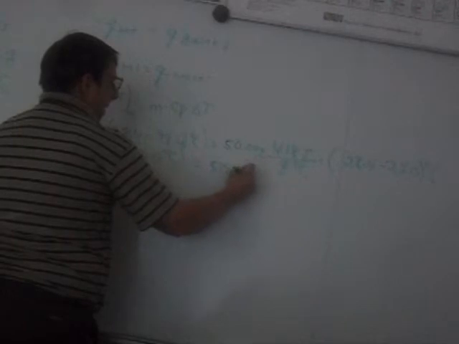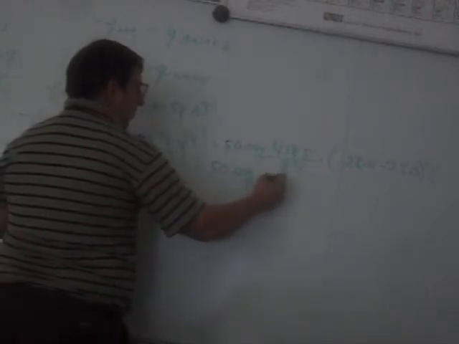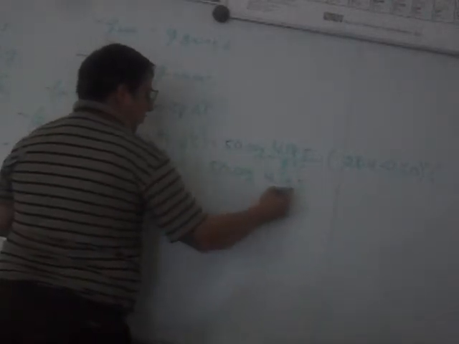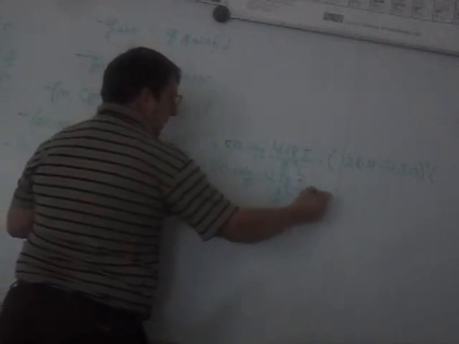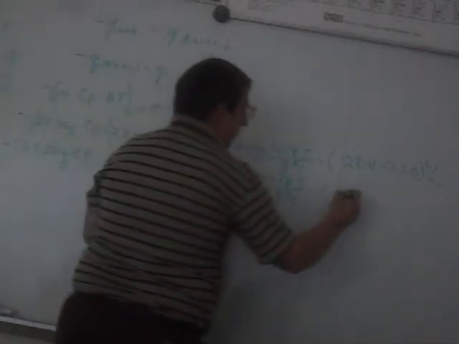Negative 25.00 grams times C sub P times negative 70.0 degrees C will be equal to 50 grams times 4.18 joules over gram degree Celsius times that difference, 28.4 minus 25, which is 3.4 degrees Celsius.